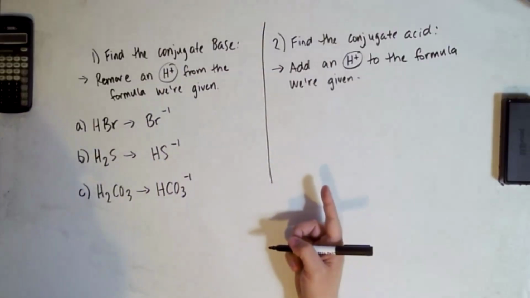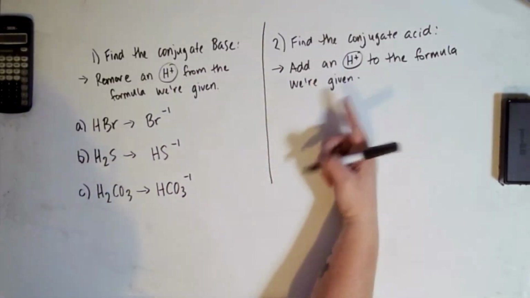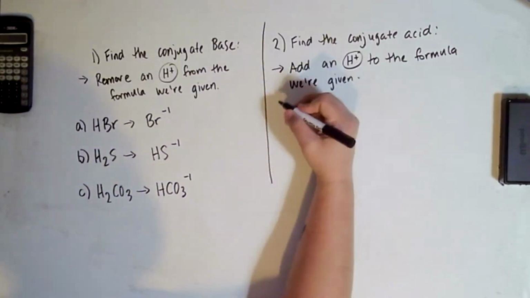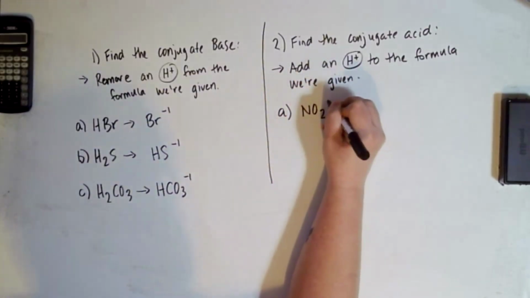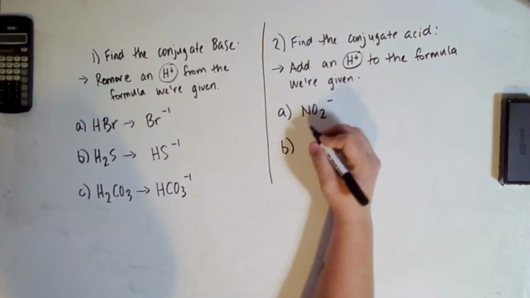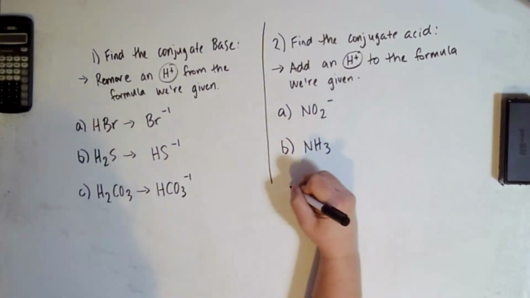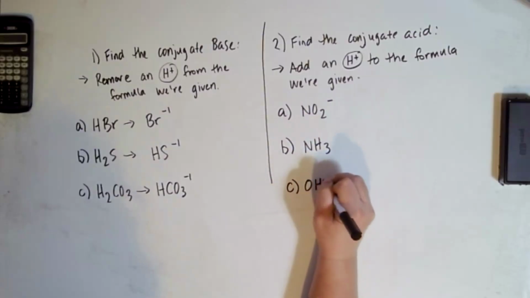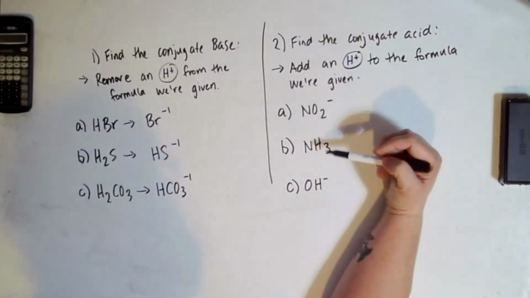On our other side, when we are finding our conjugate acids, I'm going to add H plus to the formula that we're given to start with. So we're starting with NO2 minus, NH3, and OH minus. I'm adding one hydrogen and one positive charge to each of these.